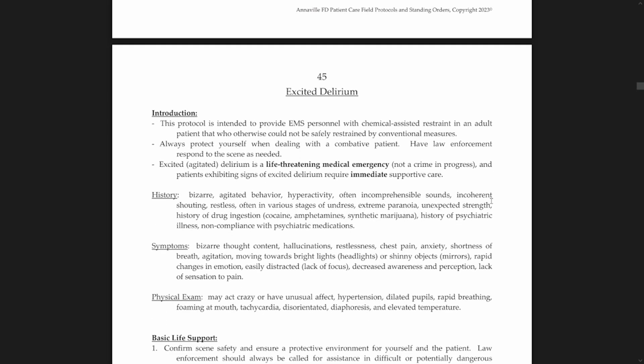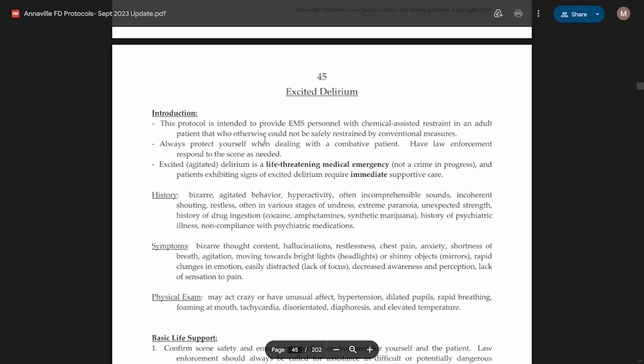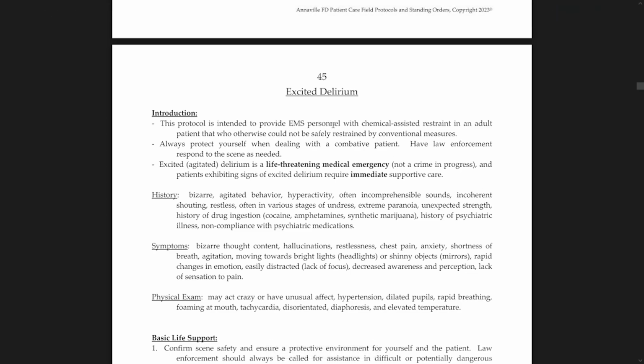Next up, we have excited delirium. This protocol is intended to provide EMS personnel with chemical-assisted restraints in adult patients who otherwise could not be safely restrained by conventional measures. Always protect yourself when dealing with combative patients. Have law enforcement respond to the scene as needed.